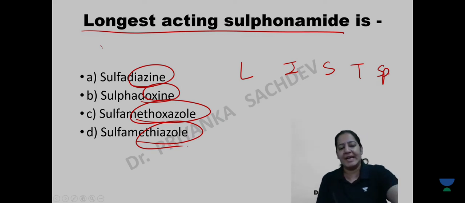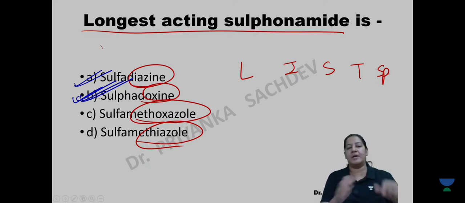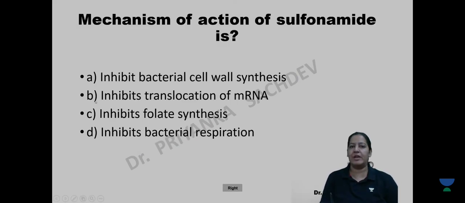The correct answer is sulfadoxine. Sulfadoxine is the longest acting. Sulfadiazine is short acting. Doxine is long acting. Yes, very good, Amar. The correct answer here is B. You are absolutely right. Okay.